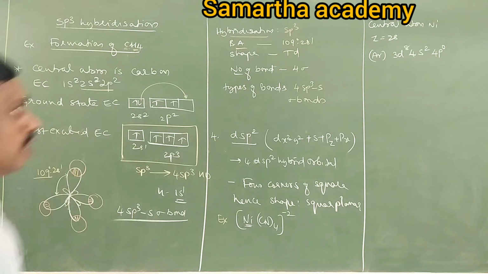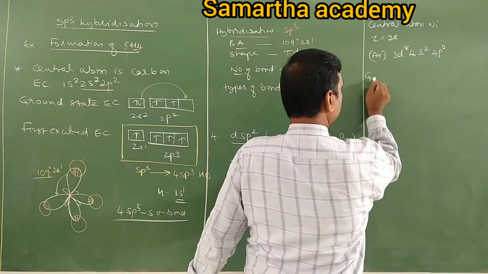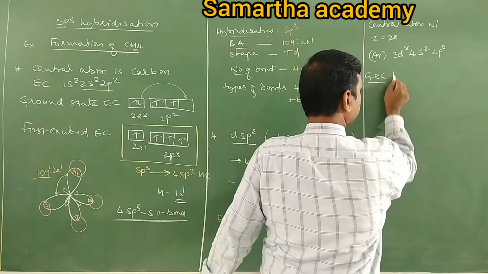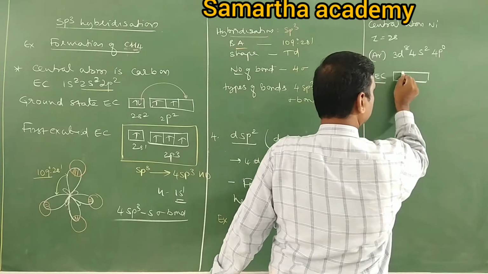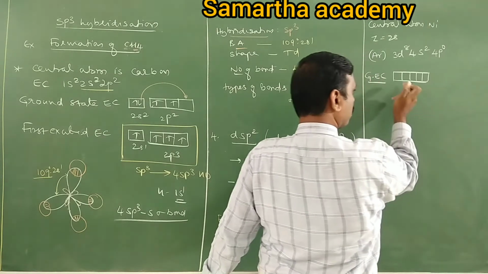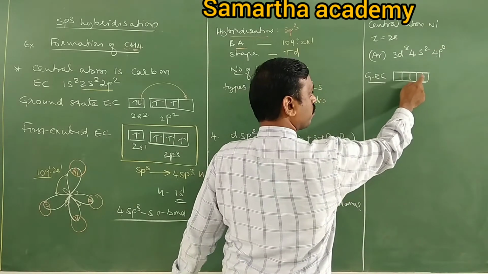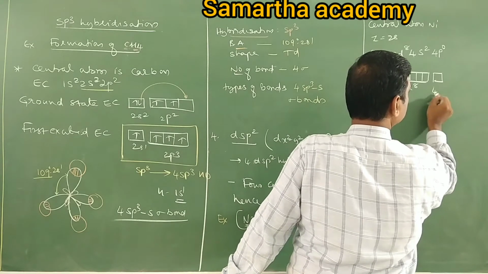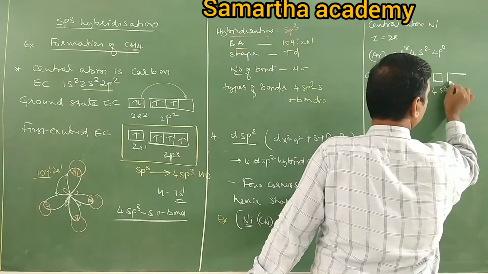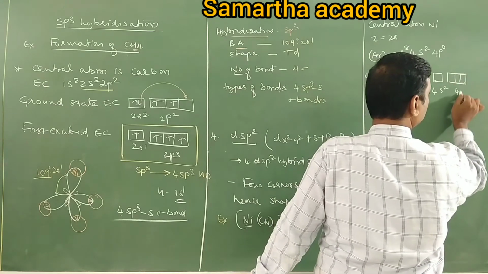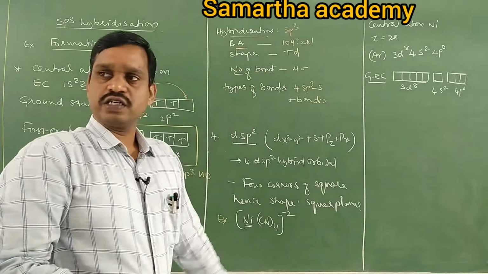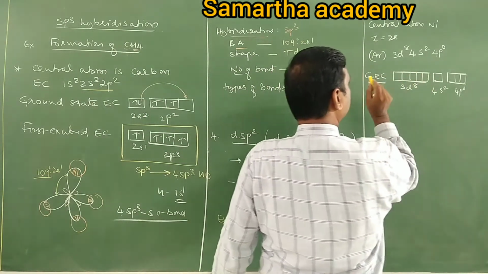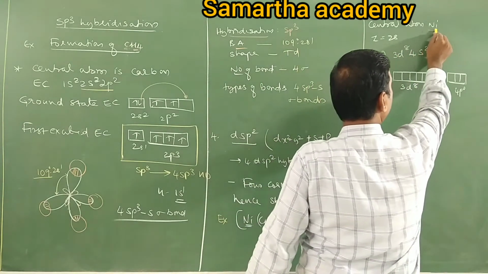Now tell me, next is the ground state electronic configuration. What is the ground state electronic configuration? 3d8. The d orbitals are 5: if you draw 5 boxes, 1, 2, 3, 4, 5. It is 3d8, next is 4s2, next is 4p0. Now, where are the electrons present? This is the nickel electronic configuration.